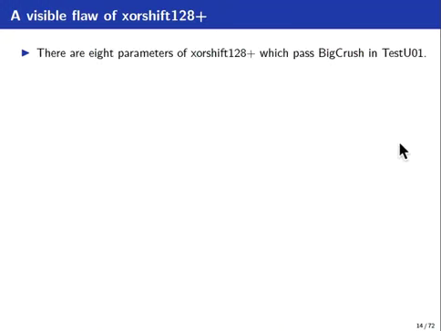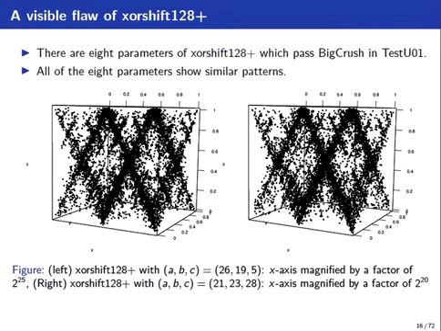Vigna recommended 8 parameters of Xorshift128+ in his paper. The previous page treated one of them. We showed that all 8 parameters have a similar defect. These pictures are for 2 other parameters with appropriate magnifications.